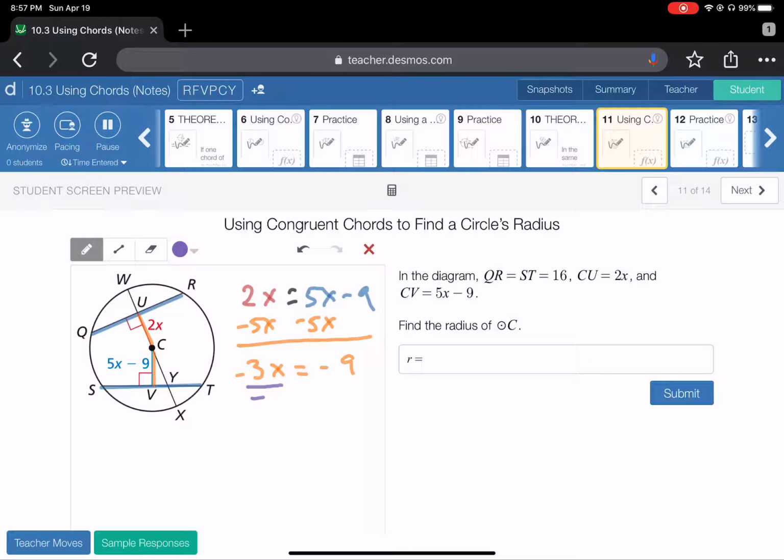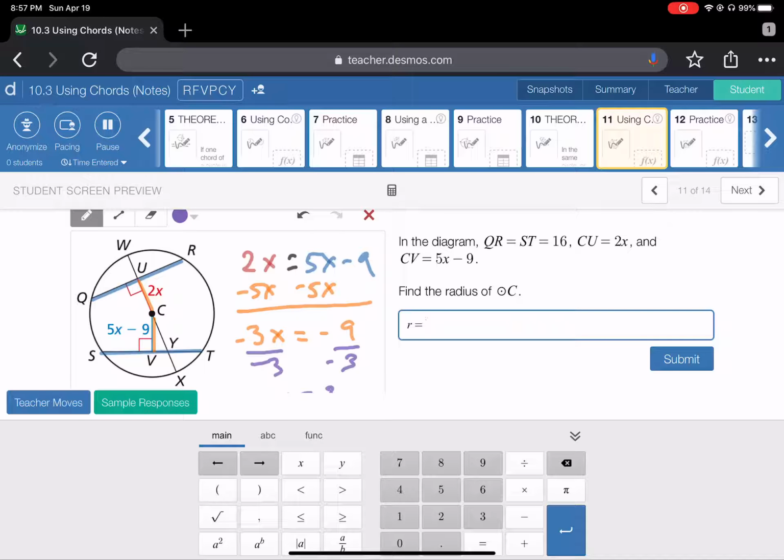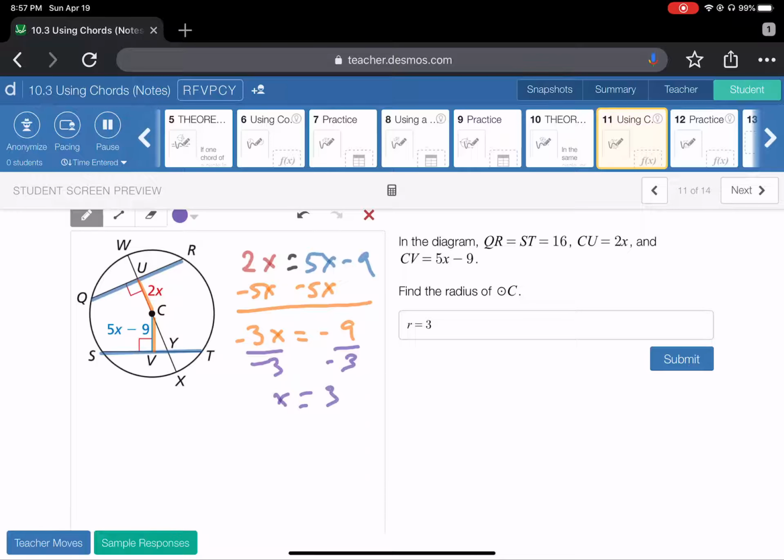If I divide both sides by negative 3, x is equal to 3. All right, so that would maybe be my answer, right? That's what I would think, okay? But no, the question is asking to find the radius. So we need to take this a little step further.